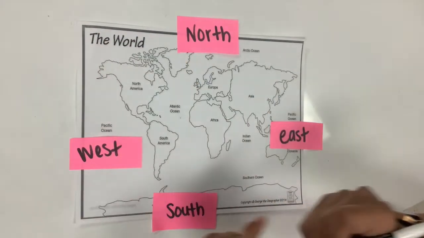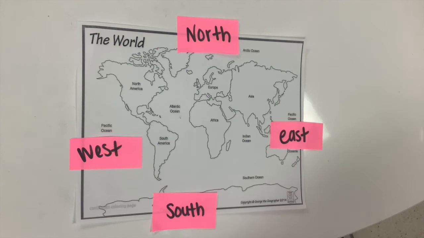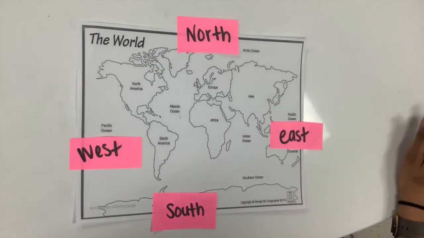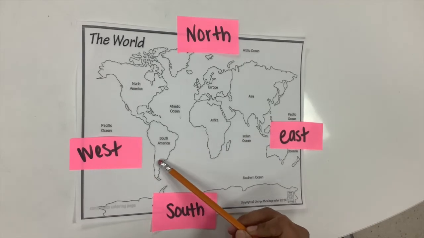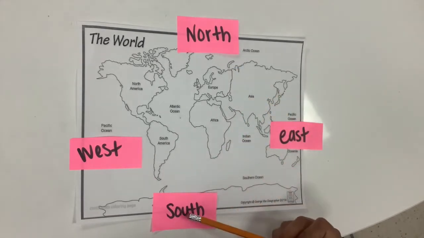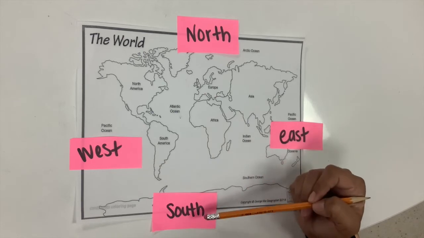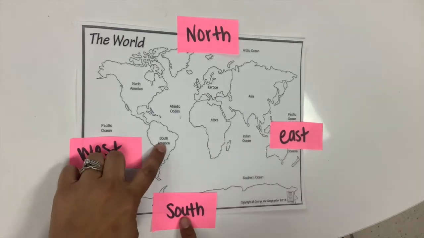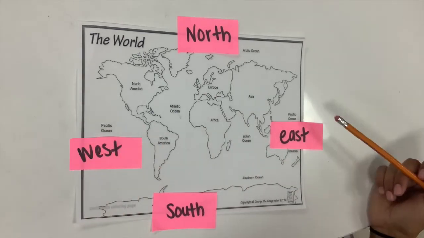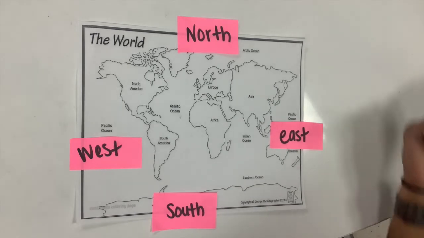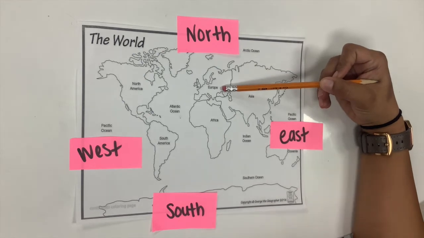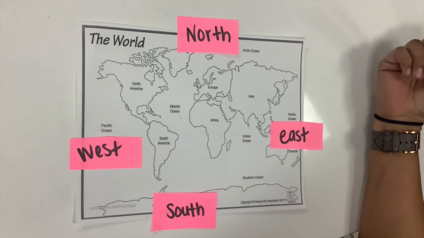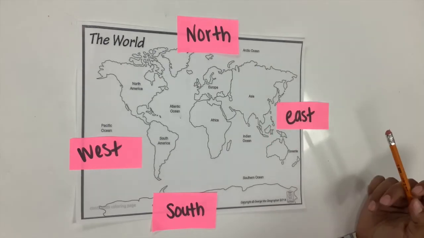Okay, west. Now, friends, I want you to tell me, is South America north or south? I think it's south on my map because I actually see the word south. So that one was an easy one. Let's try another one. Let's do Europe. Friends, is Europe on the map north or south on the map? That's right, it's north.